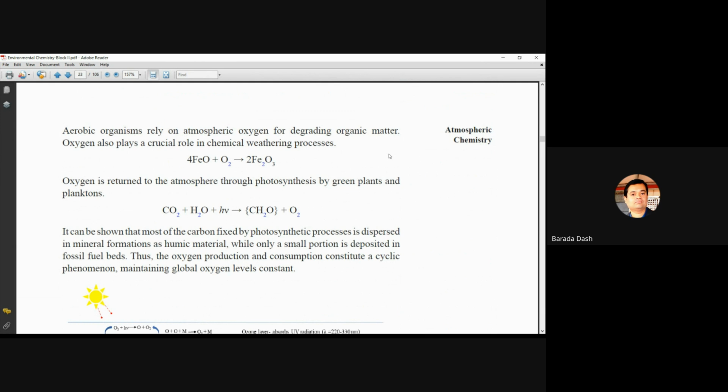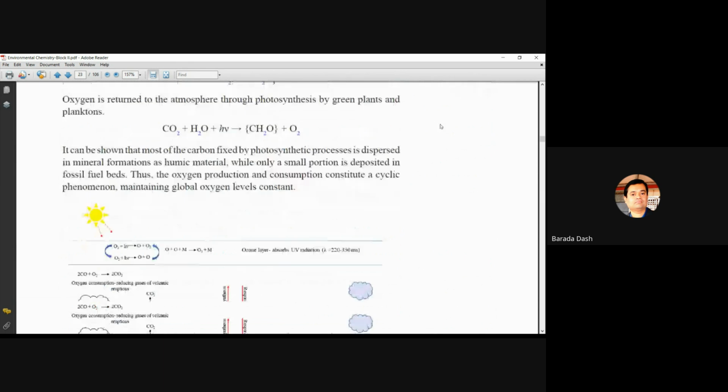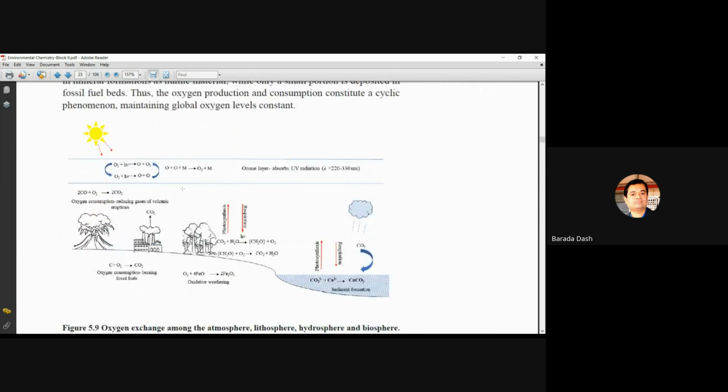Then oxygen plays a crucial role in chemical weathering. Oxygen reacts with iron to produce iron oxide. So there are so many applications of oxygen: how oxygen is produced and how it is consumed, and the ozone layer as well. In the upper atmosphere, oxygen plays a very vital role in the formation of the ozone layer.